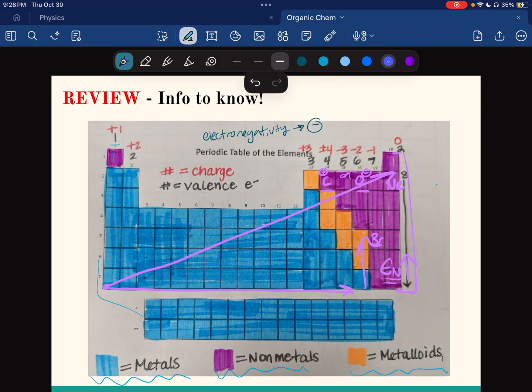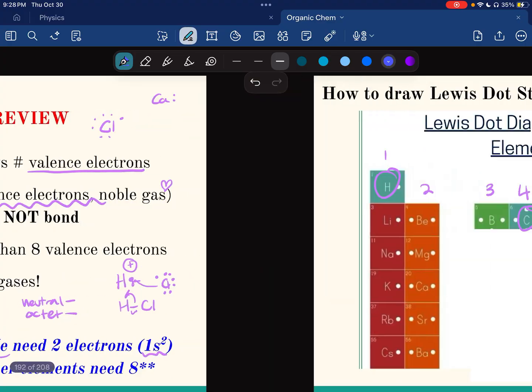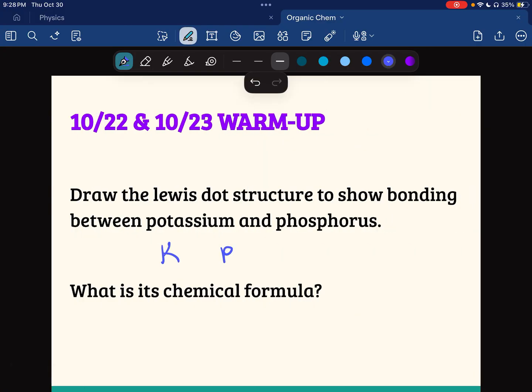Let's see. So potassium is in the first row, so it has a +1 charge and 1 valence electron. So it's going to have a plus here, and then a valence electron. And then phosphorus is in the 1, 2, 3, 4, 5, the fifth row. So it's going to be 1, 2, 3, 4, 5 electrons.